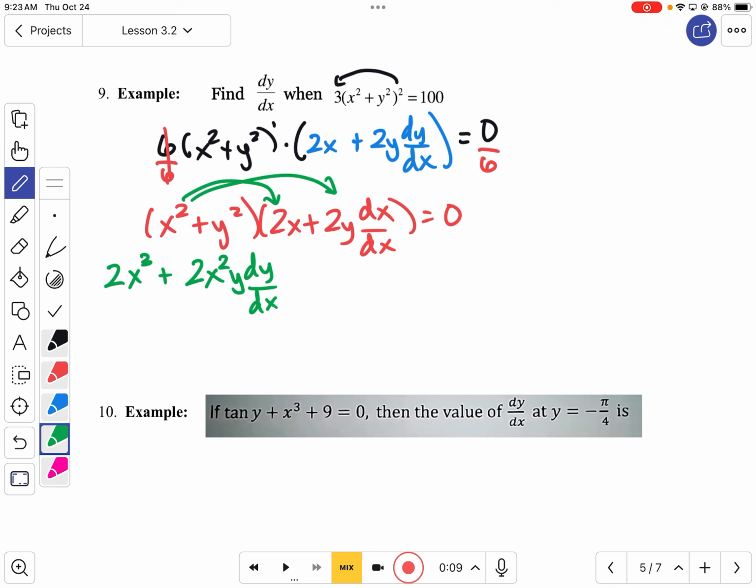To actually get all of our dy/dx terms, we have to multiply it out, then distribute your y squared. Do you see why we're taking 2 days on this one now? So 2xy squared plus 2y cubed dy/dx equals 0. Like I said, it's a good thing I love y'all.